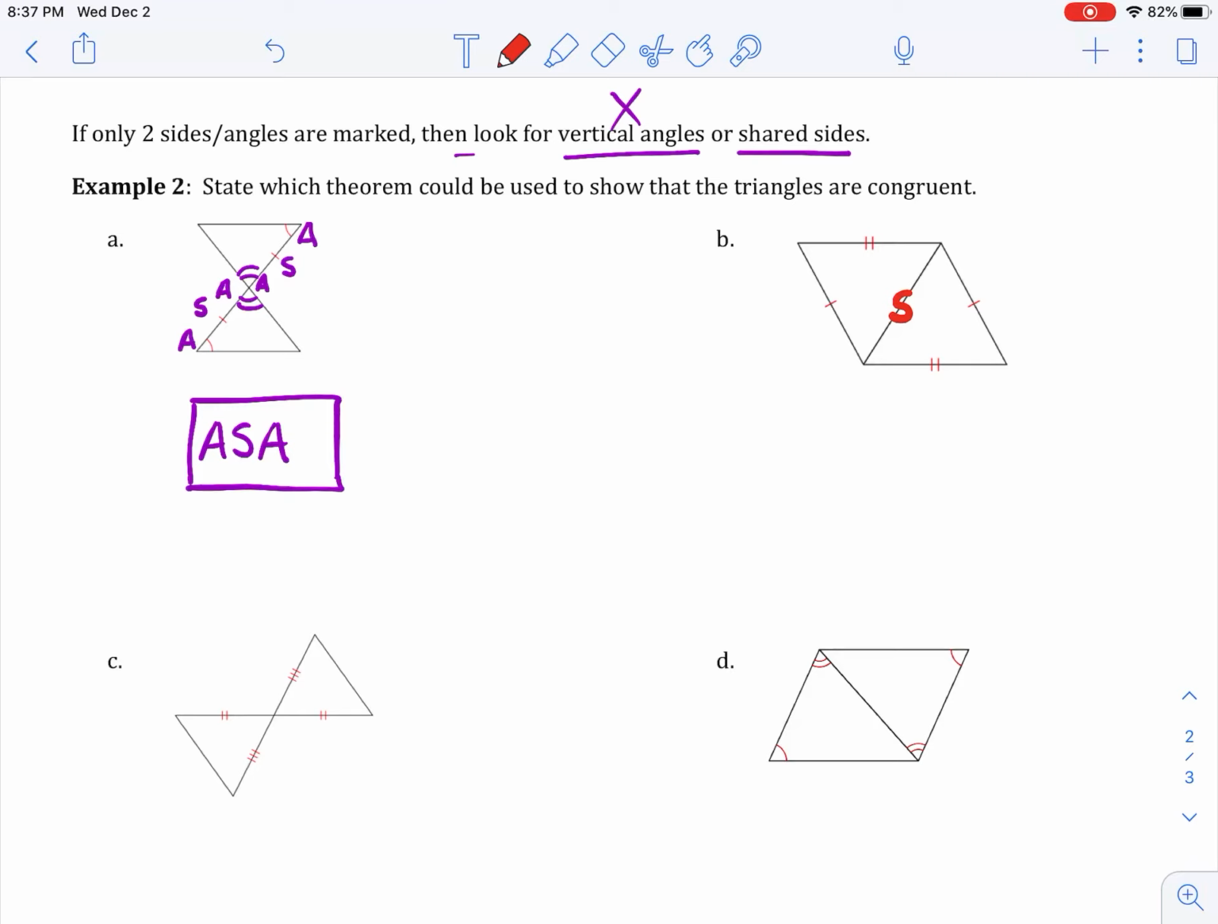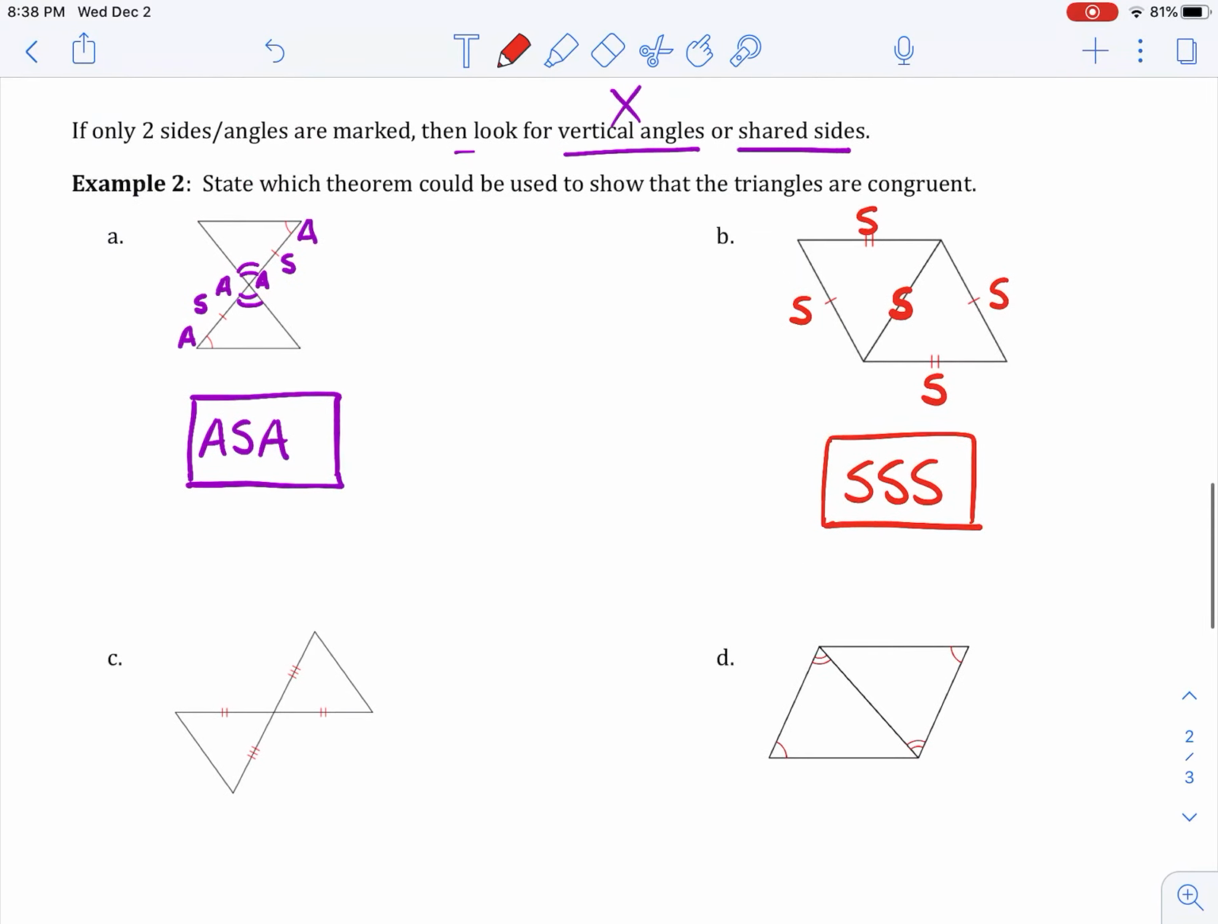Let's see what else is marked. They also put a single tick mark on that triangle and then a single tick mark on the other, and then they put a double and another double. So in each triangle, you have three sides that were marked. So this is the SSS theorem. All right, two more. Let's do two more.